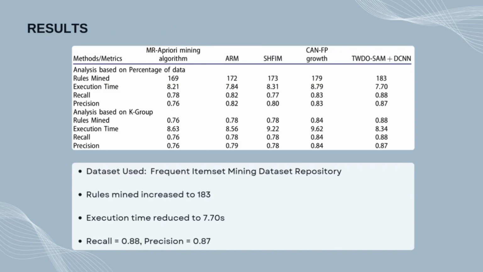So they tested this using one dataset, and compared to all the other algorithms, you can see that they mined 183 rules, which is the highest amongst all the other algorithms. It also reduced the execution time to 7.7 seconds, making it the fastest. And it achieved strong predictive performance with recall at 0.88 and precision at 0.87. This shows that the method is both efficient and effective for large-scale retail mining.